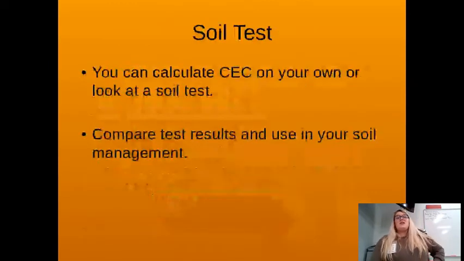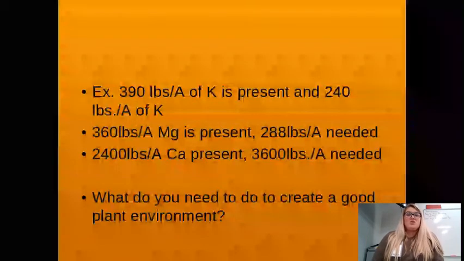So with a soil test, we can calculate that CEC, and then we can compare those to figure out our soil management. This gives you an example. If you have 390 pounds per acre of potassium present and 240 pounds per acre is needed, you've got 360 pounds of magnesium present, 288 needed, 2,400 pounds of calcium present, 3,600 needed. What do you need to do to create a good soil? If the first number is how much is there, and the second number is how much is needed, what do you need to do for this case?